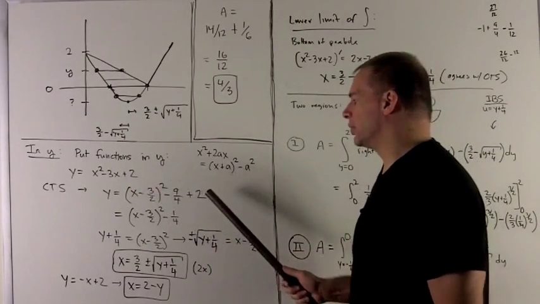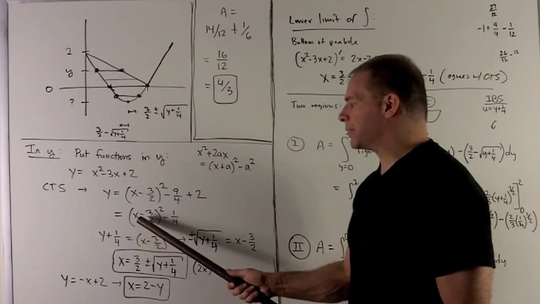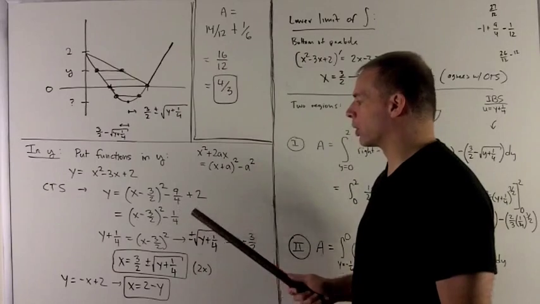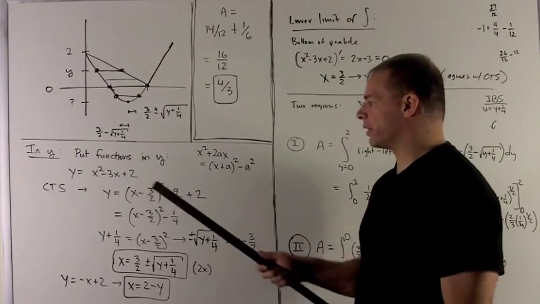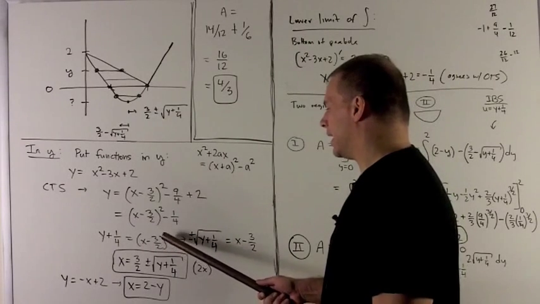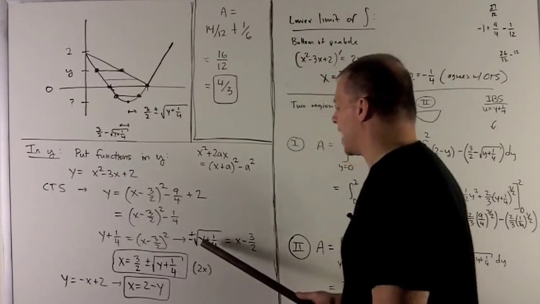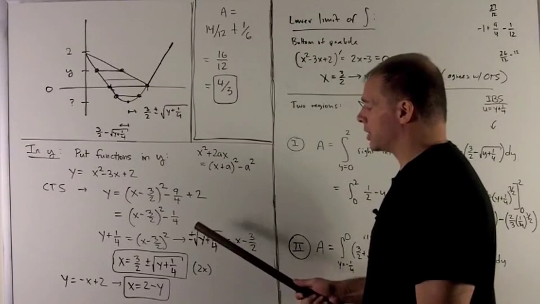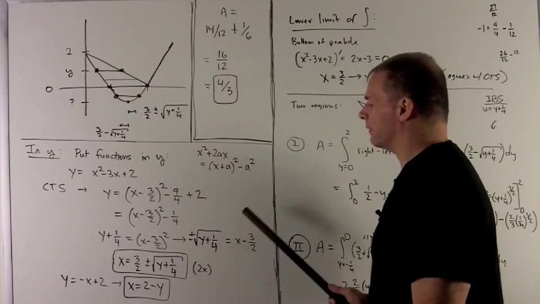Okay, and then I'm going to add the 2 that we had from before. So this collapses to (x − 3/2)² − 1/4. I can push the quarter to the other side. That's going to give me this equation. And now I can take the square root of both sides, leaving me with x − 3/2 = ± √(y + 1/4).